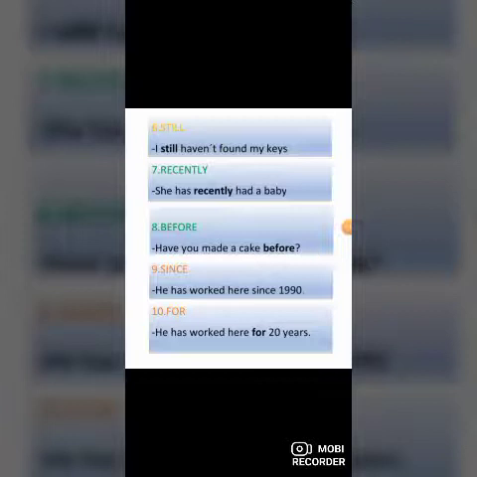recently and lately they have the meaning of recent past events برضو. She has recently had a baby. before بتيجي at the end of a question or end of positive عادي. Have you made a cake before or I have never seen a lion before.